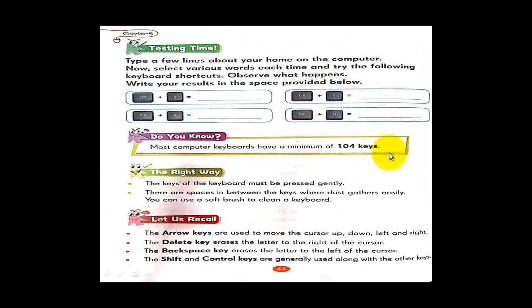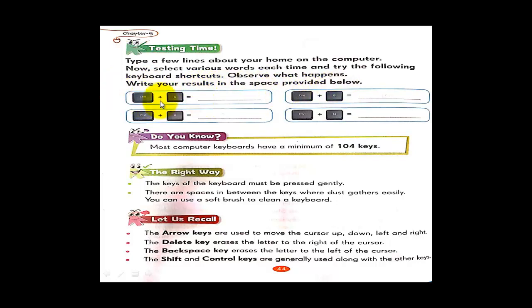Now here ends our chapter number 5. Now this is a testing time. Let's see here. Now type a few lines about your home on the computer. Okay, you can do this at home. Now select various words each time and try the following keyboard shortcuts. Some keyboard shortcuts are given here. Observe what happens. Write your result in the space provided below.